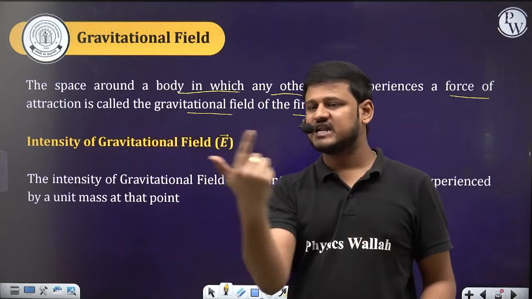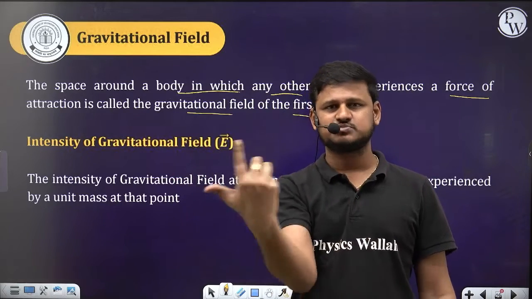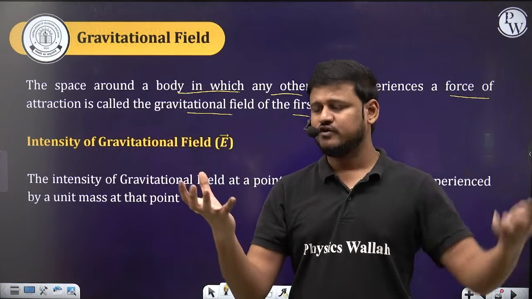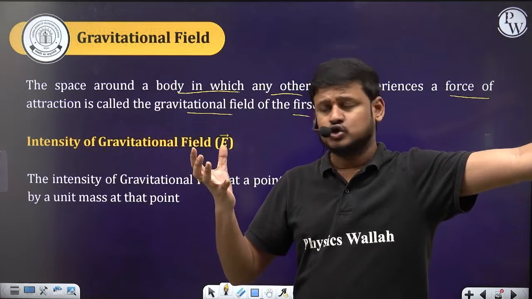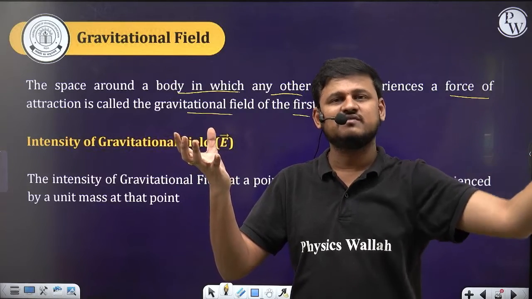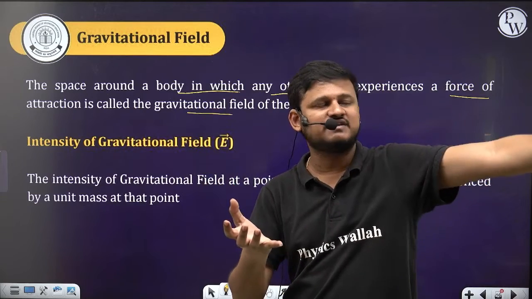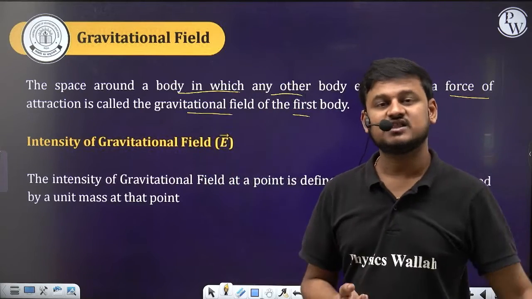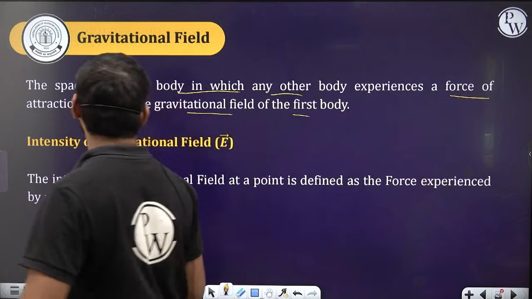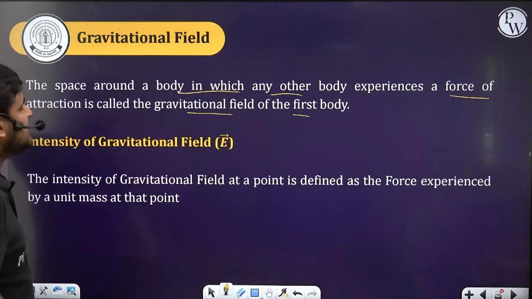So that means its gravitational field is there around this body, right? Whatever the field that is around this body is called gravitational field. If you place some other body very far and this body is unable to attract the other body, then we can say that its gravitational field is limited to this point only. Its gravitational field is not reaching the other point. So it's a space around a body in which any body experiences a force.